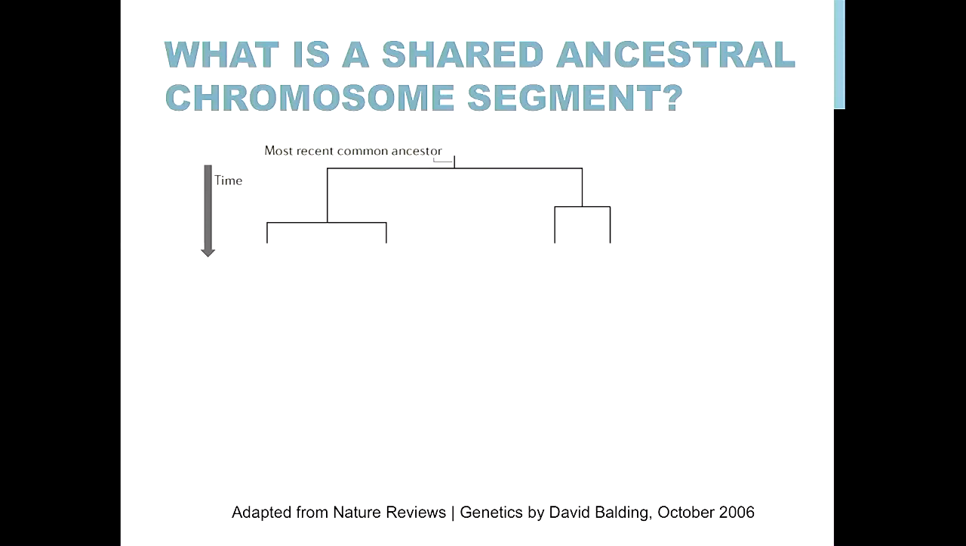First, what do I mean when I say shared ancestral chromosome segment? In this figure, this is the top of the evolutionary tree where each branch point over time represents a generation in the population. At some point in recent history, a mutation occurs at a particular chromosome segment in one person in the population that increases susceptibility to disease X. And that's indicated just by the little red star there.